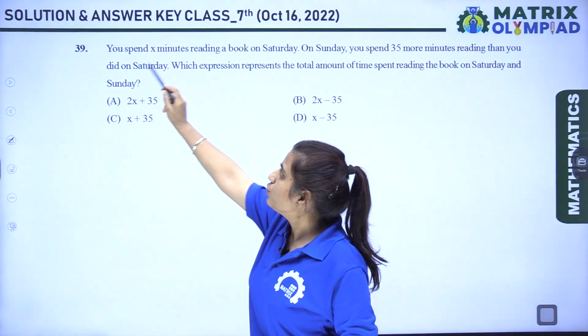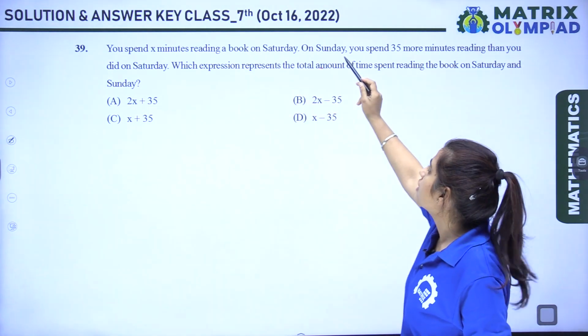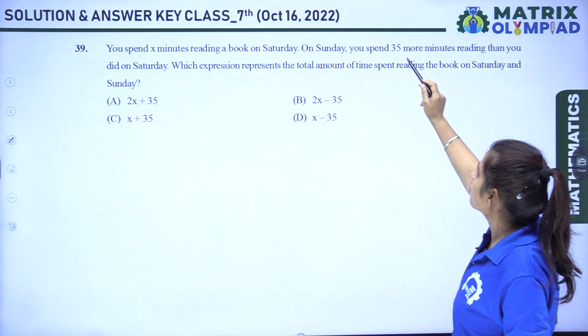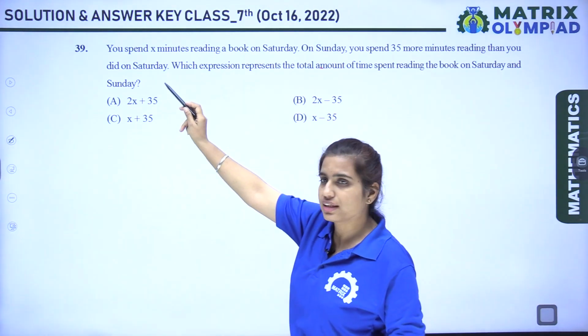Now, the next question is, you spend x minutes reading a book on Saturday. On Sunday, you spend 35 more minutes reading than you did on Saturday.